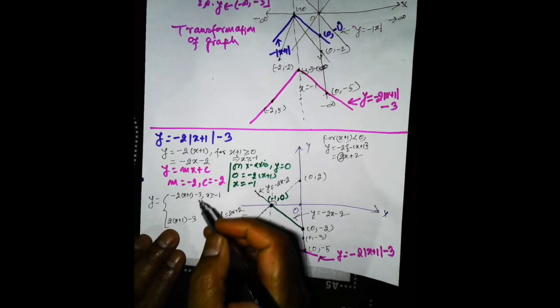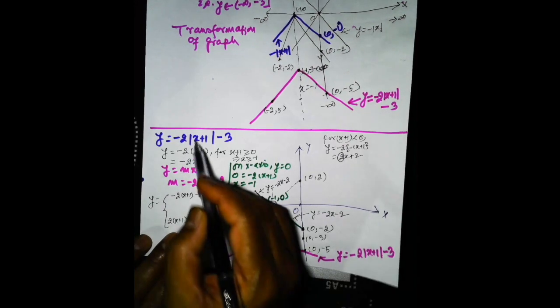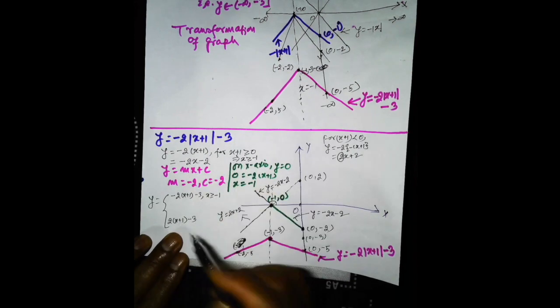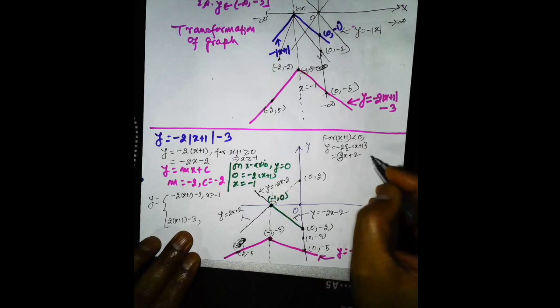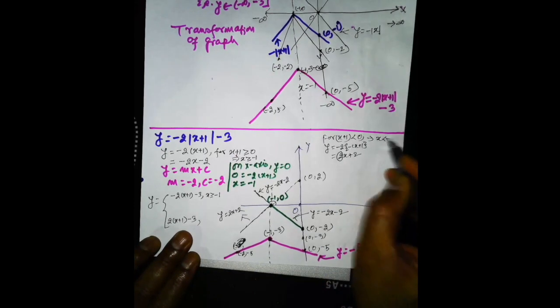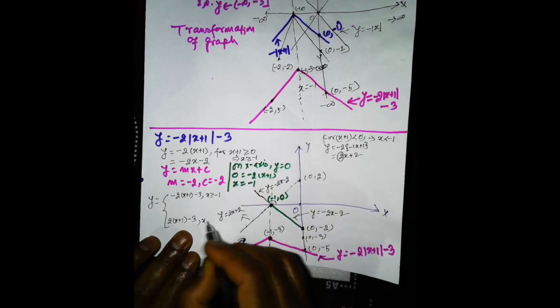So it is 2 times (x plus 1) minus 3. The plus-minus sign change we make under the absolute sign only, not for the other part of the function, not for the additional part. So what is this valid for? It is valid for x plus 1 less than 0, so x is less than minus 1. So you can write here for x is less than minus 1.